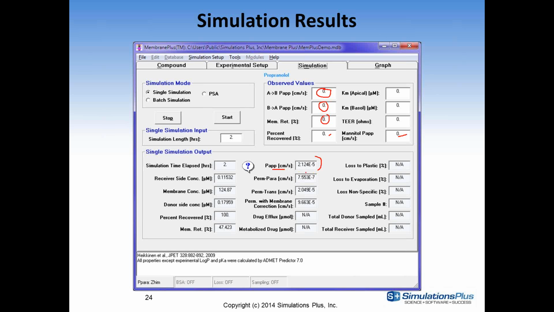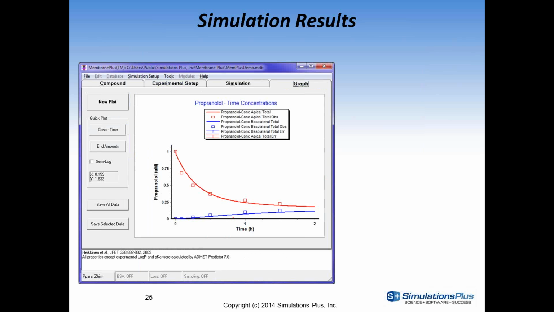Apparent permeability is here, and the apparent permeability is compared to this calculated pericellular permeability so that we can take the total minus the pericellular and calculate the transcellular component. And then we also calculate the permeability with a membrane correction, according to Avdeef's theories. Final receiver concentration, membrane concentration, donor concentration, and membrane retention. So quite a bit of information comes out from a simple run.